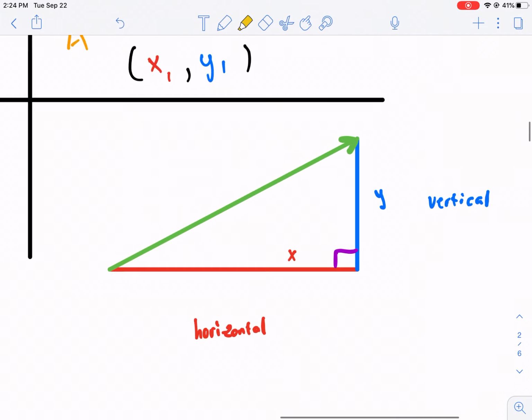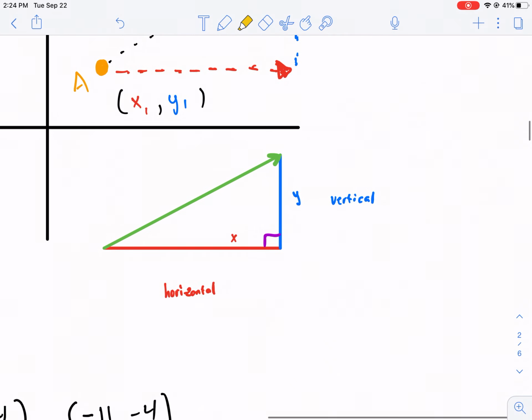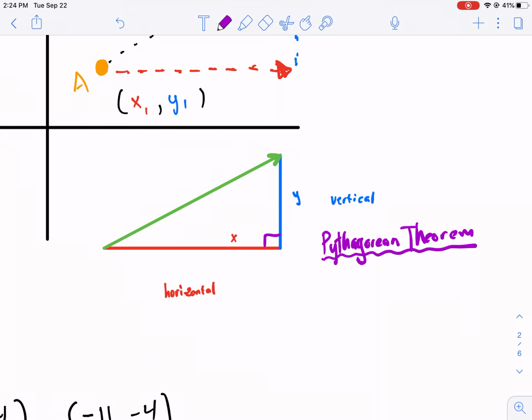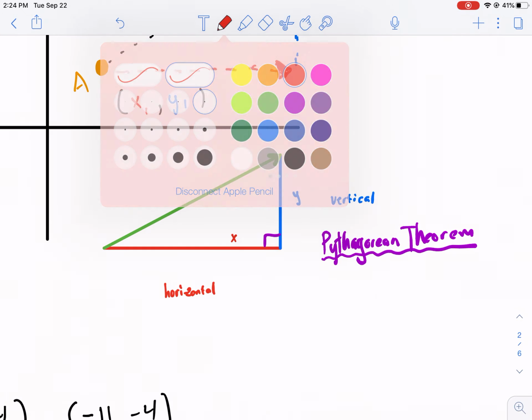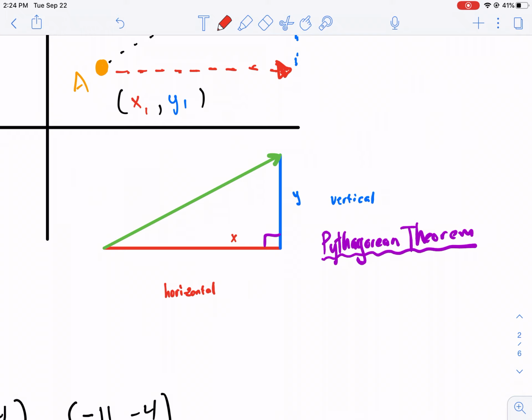Now, the right triangle has an important property called the Pythagorean Theorem. And I'm going to try to write it out, Pythagorean Theorem. You don't have to write this down if you don't want to. You'd be cool if you did, but you don't have to. All the cool kids are doing it. Okay, the Pythagorean Theorem states this.